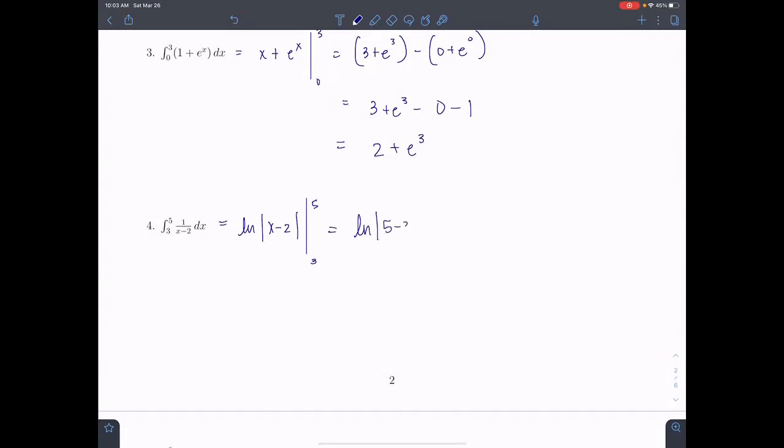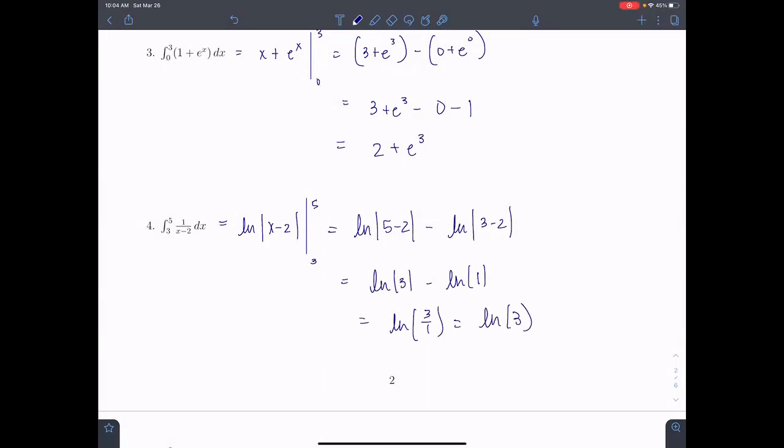So the ln of 5 minus 2 minus the ln of 3 minus 2. So we have the ln of 3 minus the ln of 1. We don't need those absolute values anymore. This is the ln of 3 divided by 1, which is just the ln of 3. All right.